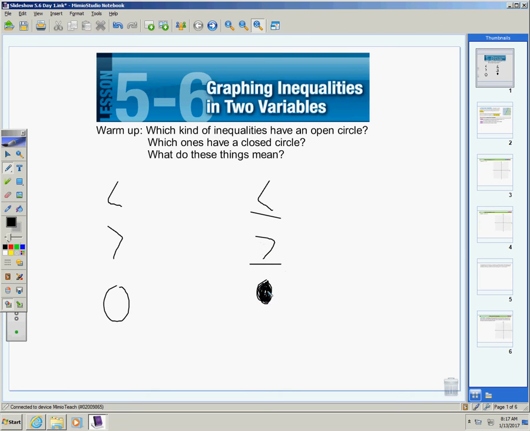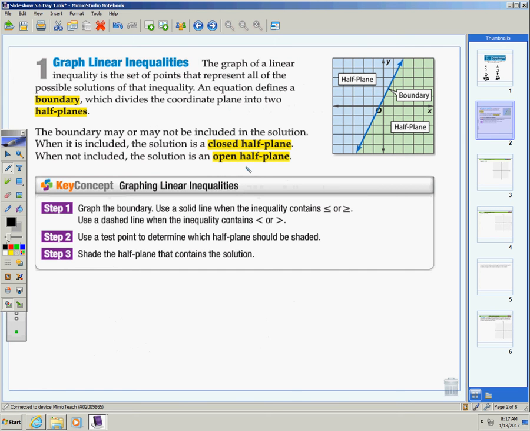And what these mean is that here the number is not included, and here the number is included. And so hopefully that just kind of reminds you of what we've already talked about. Because when we graph these inequalities, we have two situations. We have a closed half plane and an open half plane. And this seems really a lot more complicated than it is. Basically, a half plane is one side of your line.